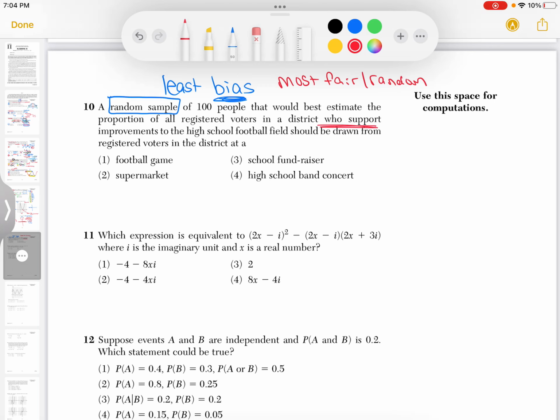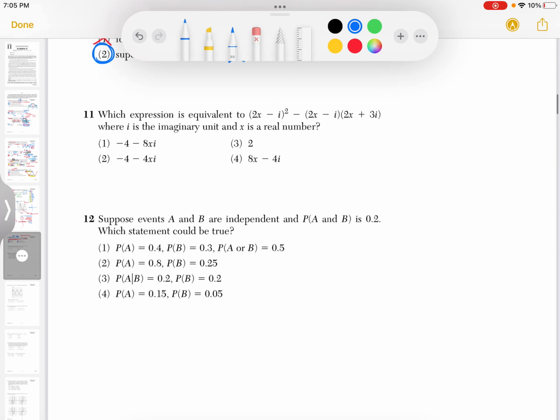Okay, so we're trying to figure out who would support improvements to the high school football field. Can't really ask at a football game. That's not very fair. At a school fundraiser, that could be a fundraiser for a football team, but otherwise it's still people that are involving the school. So I'm going to say that one's slightly biased. A high school band concert, not so much, but the most random one here would be a supermarket. There are people there that aren't even affiliated with the school. They might not have any connection to the school, so that one would have the least bias. So this one's answer is going to be choice 2, which means the band concert is out.